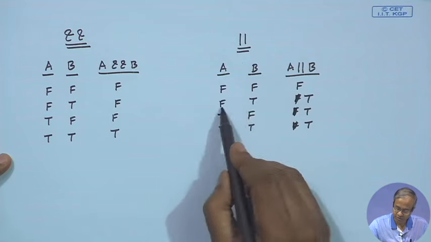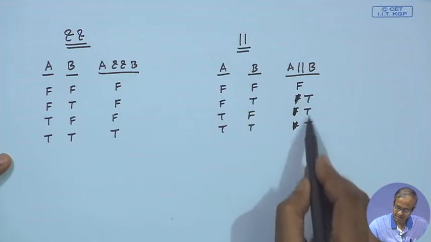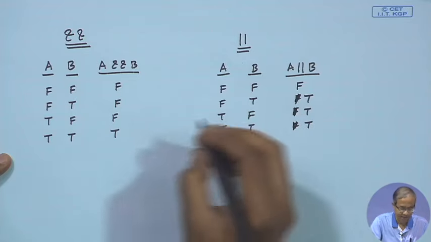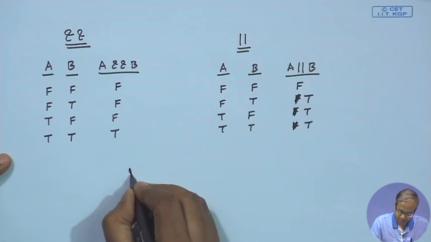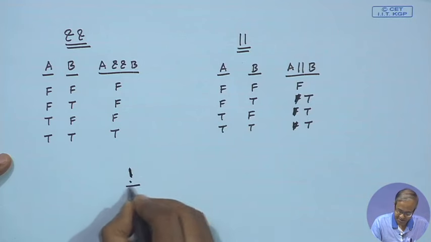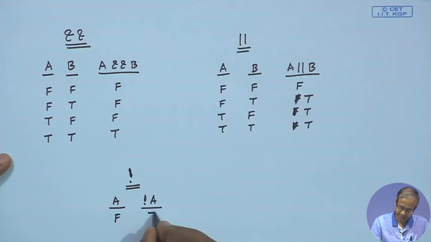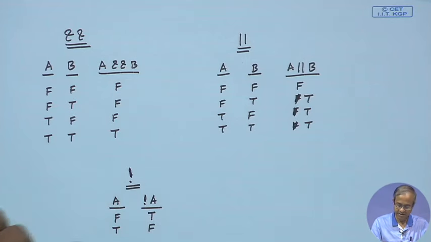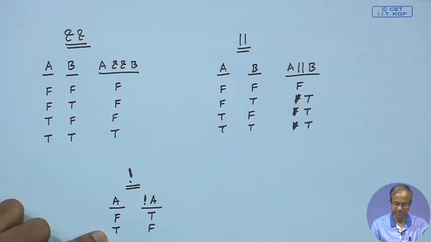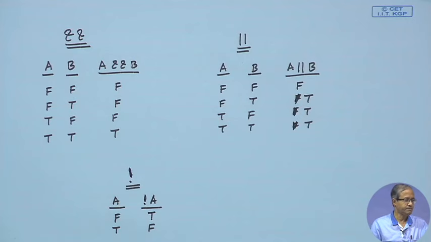So, if at least one of the inputs is true, then the expression will be true, and the NOT operation is just the logical negation. So, you have a single input and you have NOT of A. If A is false, NOT A is true. If A is true, NOT A is false, right. These are the three logical operators which are supported by Verilog.